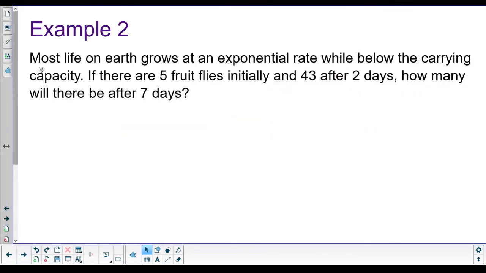All right, so most life on Earth grows at an exponential rate. And because I hate lying to you, I'm going to tell you a short story. It says while below the carrying capacity. This is a lie. You don't actually grow at an exponential rate. You grow, I guess technically it's exponential, but it's not just e to the power of kt. You follow what's called a logistic curve.